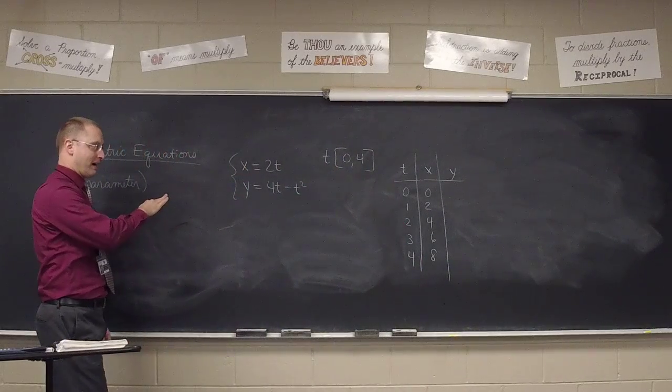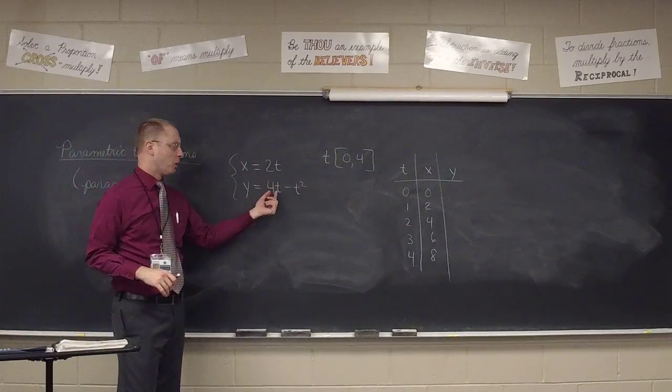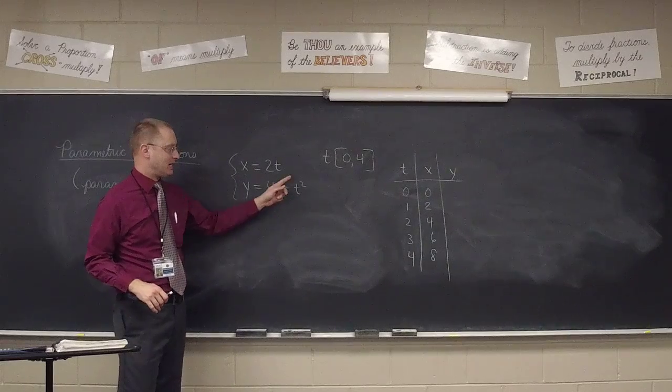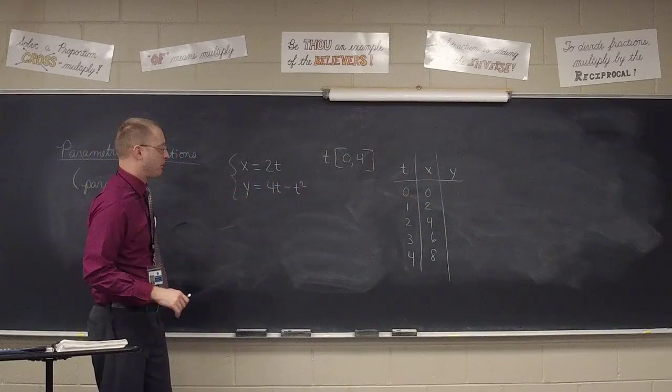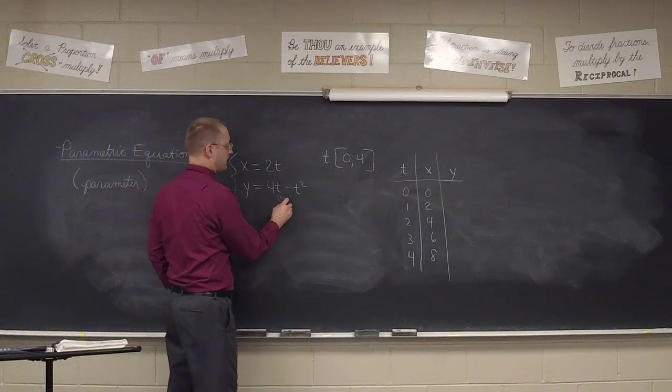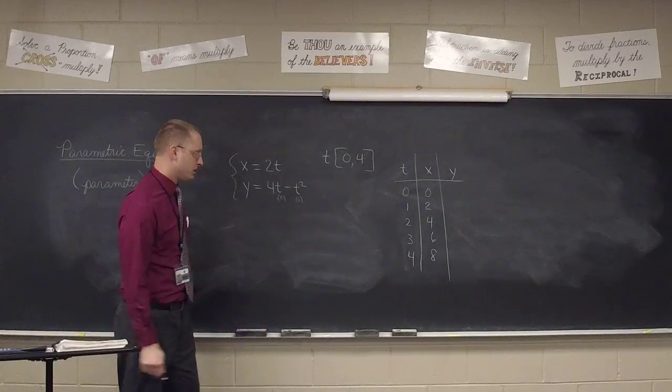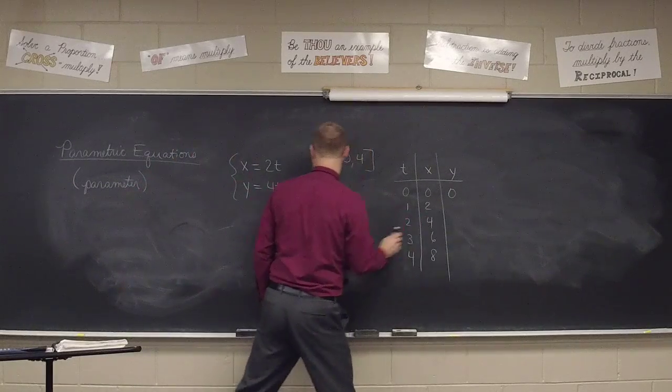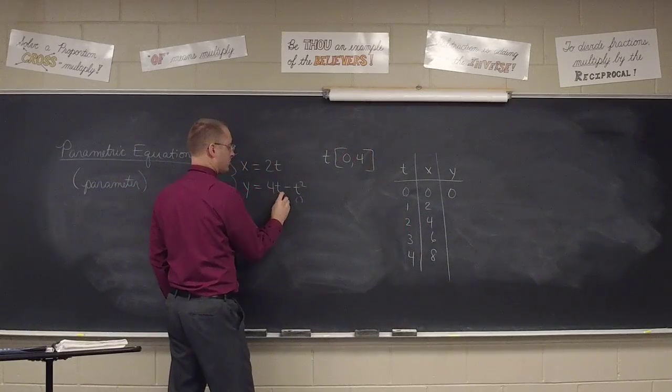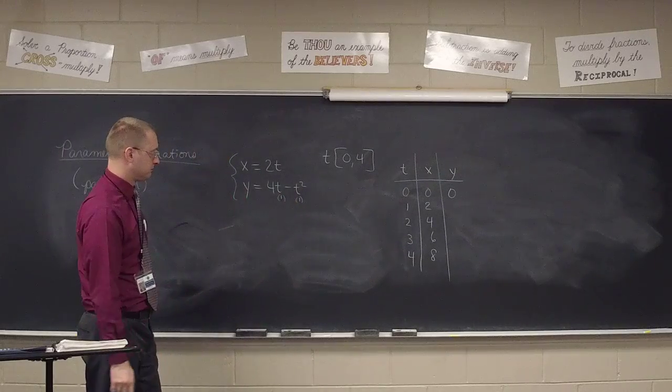Now let's find the y values. A little bit trickier because we have to multiply 4 times the value minus the square of the parameter. If we plugged in zeros here, what do we get? Zero. If we plug in ones right here, what do we get? Three.